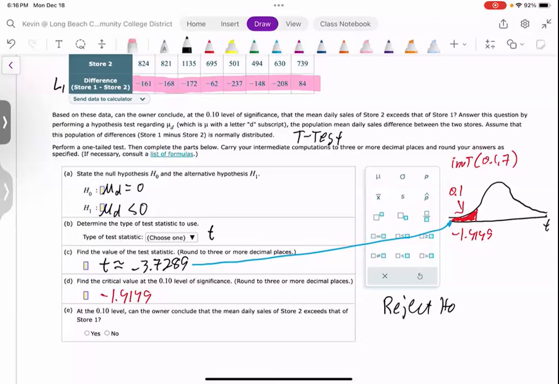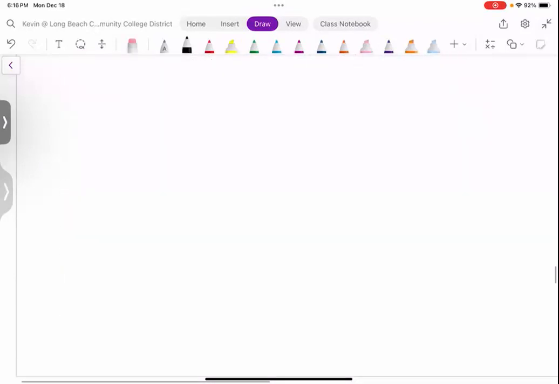So at the 10% level, can the owner conclude that the mean daily sales of store 2 exceeds that of store 1? Yes, we can. Because our null hypothesis says that there is no difference, and our alternative says that it's less than. Sweet. All right, let's do a confidence interval.